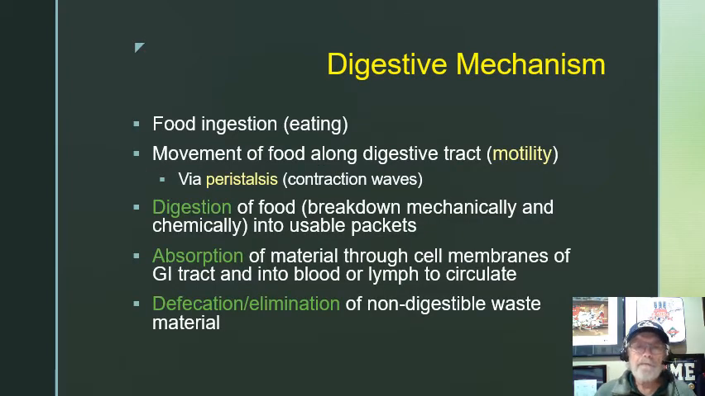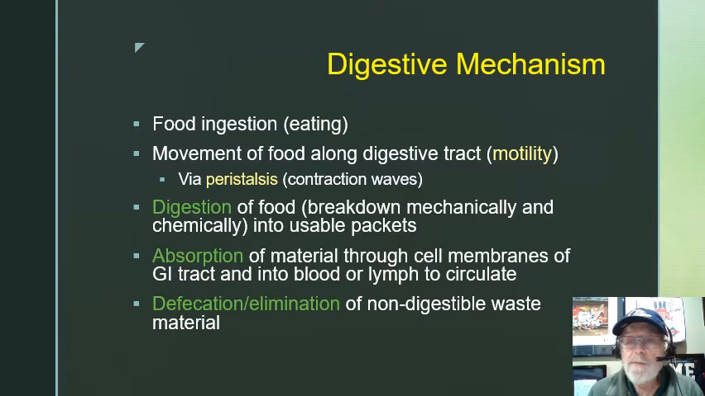Now, when we look at the digestive mechanism, there are three processes involved. It's like an assembly line. If you've ever worked in a place where you had a conveyor belt, an assembly line, things go down the assembly line and things are done at each various station.